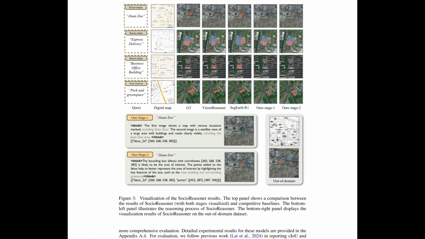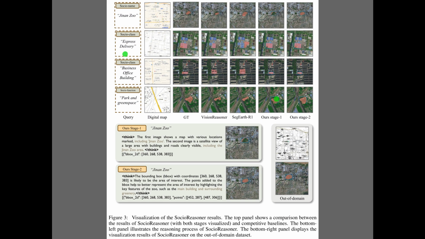Alright, Figure 3 presents the visual evidence that this framework actually delivers. The large top panel compares predictions across different hierarchical levels, like identifying Jinanzu by name, or classifying an express delivery station. If you look at the columns on the far right, you can see that the second stage of SocioReasoner produces masks that align much more tightly with the ground truth than the single-stage baselines. Then, in the bottom left, we get a peek under the hood at the reasoning process itself. Here, the model explicitly outputs a think token and a text chain, first locating the zoo on the map, and then refining the boundary based on visual features like buildings and greenery.